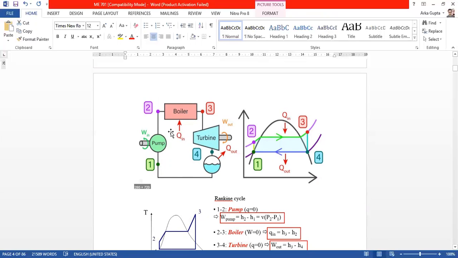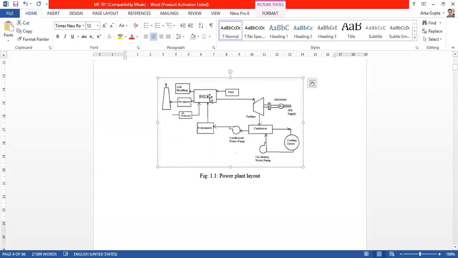In the boiler, heat is being added, and in the condenser, heat will be rejected. In the turbine, output will be obtained, and in the pump, input has to be given. Okay, so boiler, turbine, condenser, and pump. Here also, boiler, turbine, condenser, and pump. Some accessories are shown here, like the economizer and the cooling tower. Here, the superheater also will be there as a boiler accessory. It is not shown here.